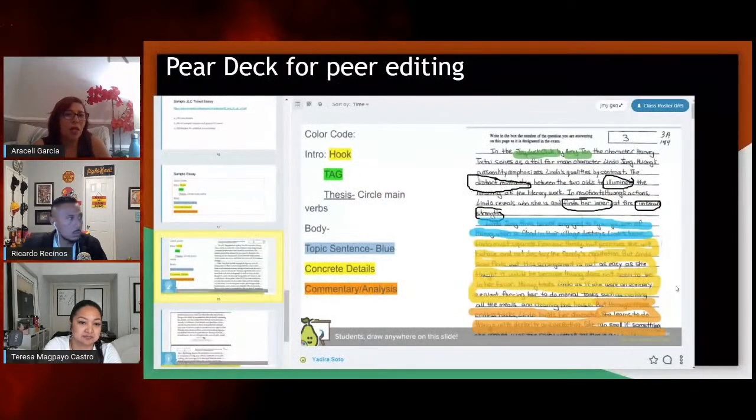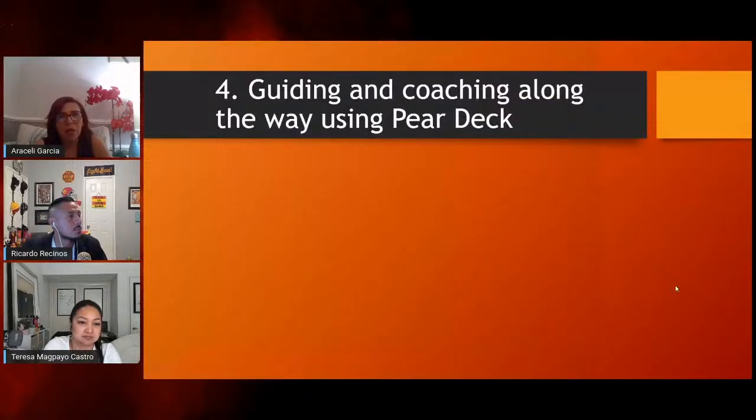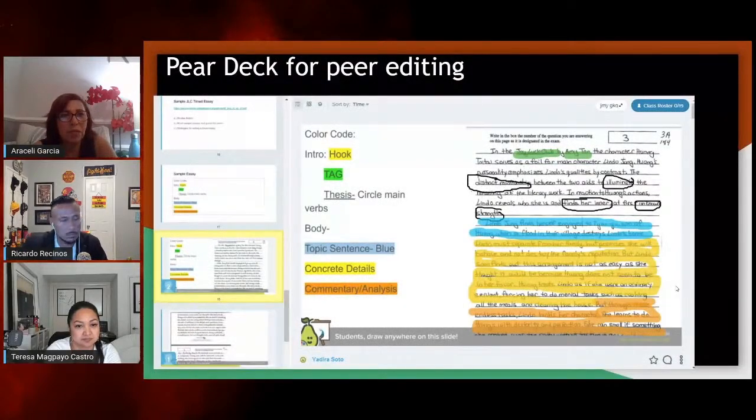And so another tip is that you don't just give them the assignment and let them flounder, right? You guide them and coach them along the way. If you want them to write that lab report, don't assume they know how to do it. I'm going to coach them. And one of the tools I like to use is Pear Deck. Here, I gave my students a color coding strategy, and they had to mark it up.